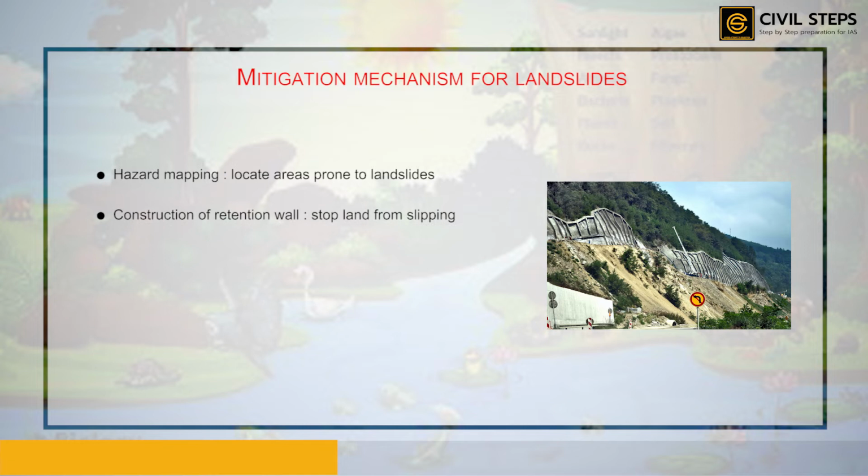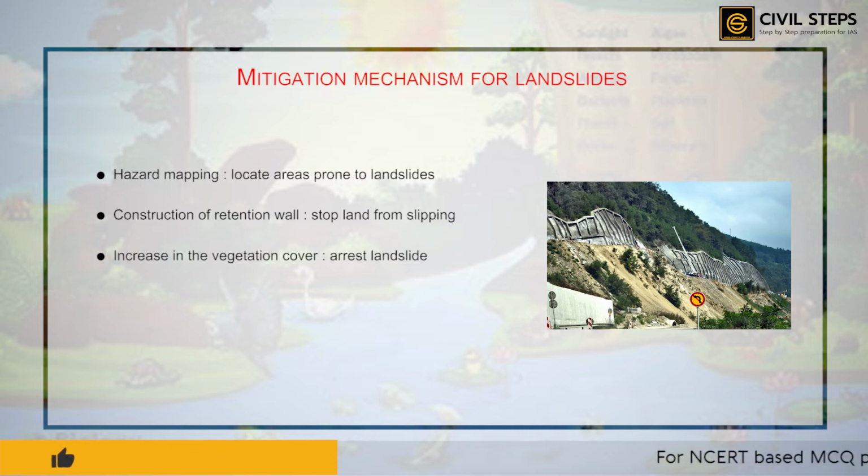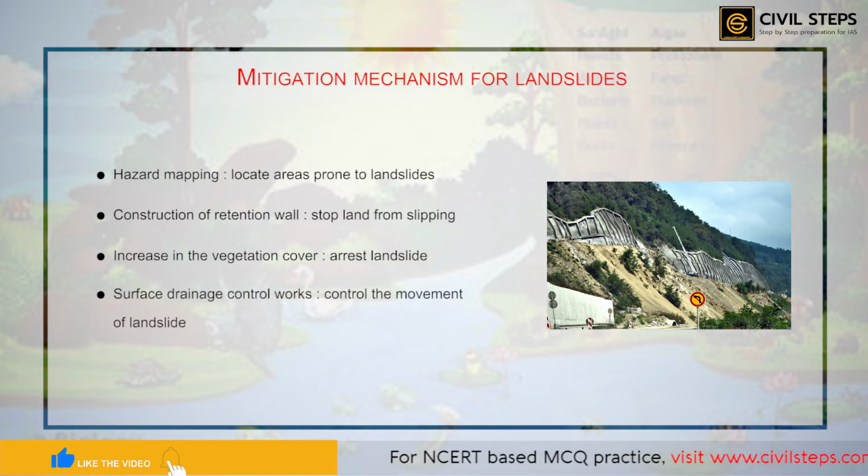Second, the construction of retention wall to stop land from slipping. Third, increase in the vegetation cover to arrest the landslide. And fourth, the surface drainage control works to control the movement of landslide along with rainwater and spring flows. So these are some of the mitigation mechanisms for landslides.